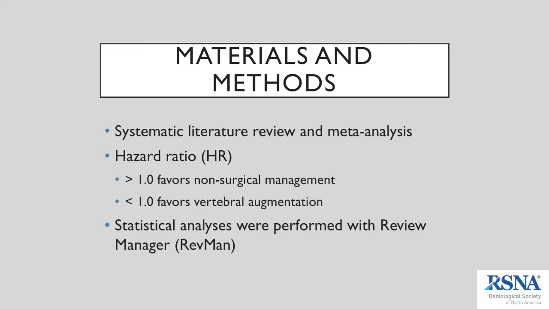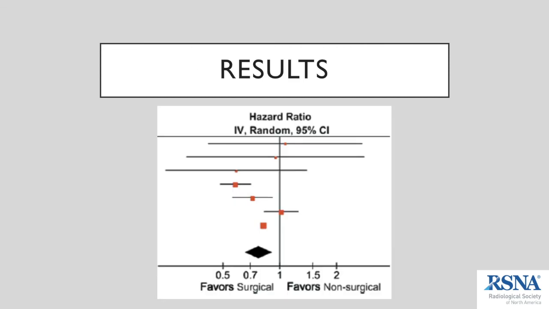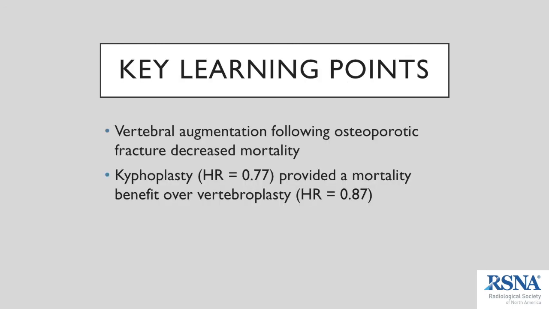The pooled hazard ratios across 7 studies, denoted individually in red, included approximately 380,000 patients who underwent intervention and 1.7 million patients who were managed conservatively. The cumulative hazard ratio of these studies was 0.78, denoted in black. This data suggests a mortality benefit of vertebral augmentation following osteoporotic fracture. While both vertebral augmentation procedures offered a mortality benefit, kyphoplasty was slightly more beneficial.